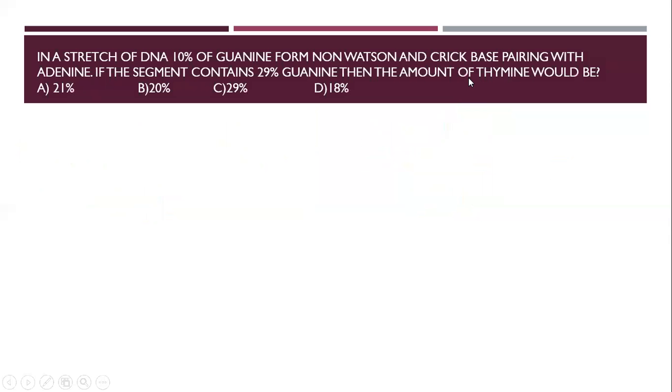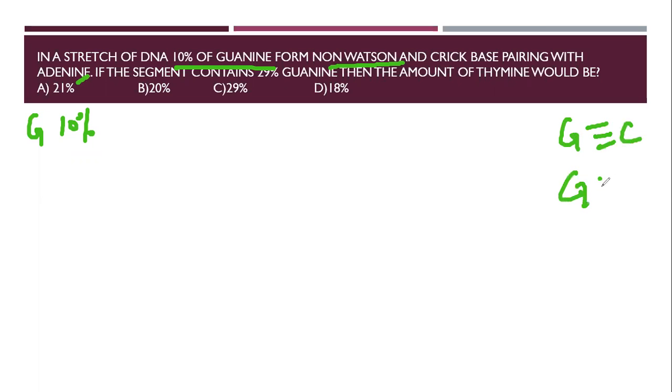Now, in a stretch of DNA, 10% guanine, 10% is G, okay? It forms non-Watson-Crick base pairing. So remember what is non-Watson-Crick pairing? Okay, one second now. It is given that G is 10%. Now G is forming a non-Watson-Crick base pairing with the adenine. So we know that usually G base pairs with C, but in this case it is base pairing with A.